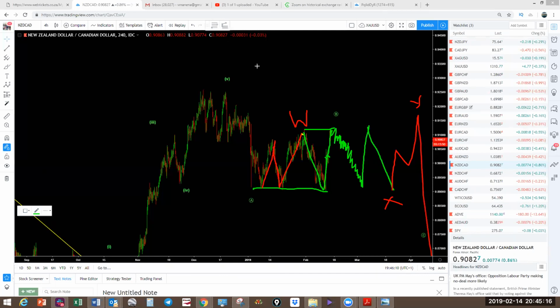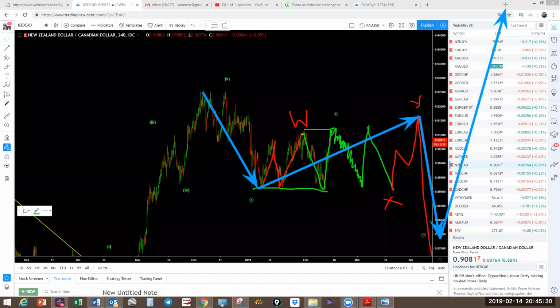It's only to make a structure like this. A, B. Now the whole B will be this whole corrective structure, and then a C like that. Then we'll expect that that move will go again. That is the anticipation from that.